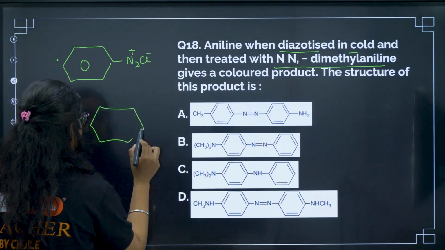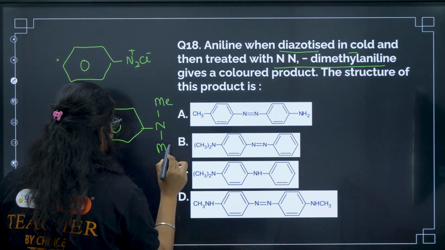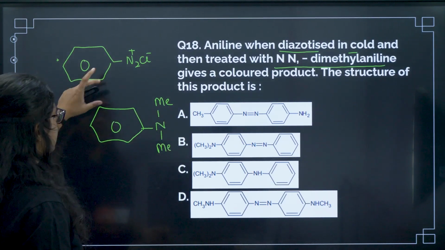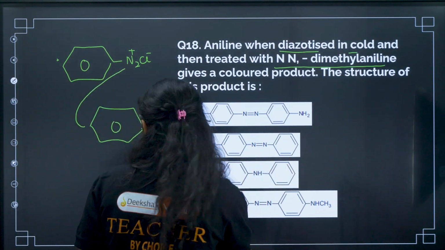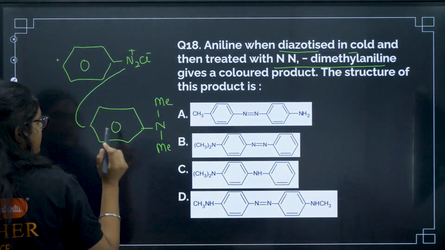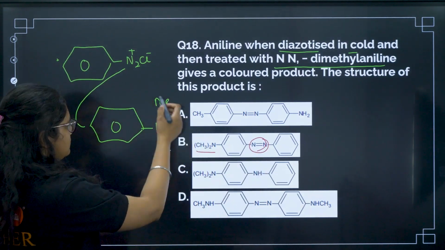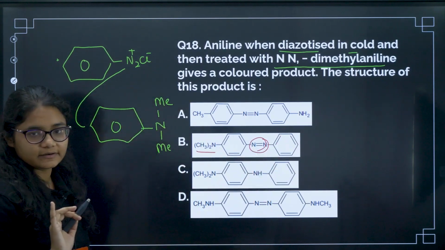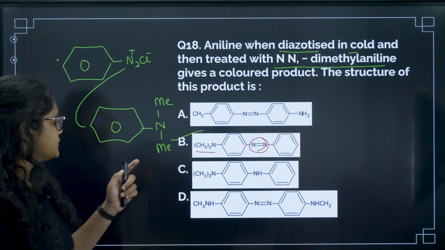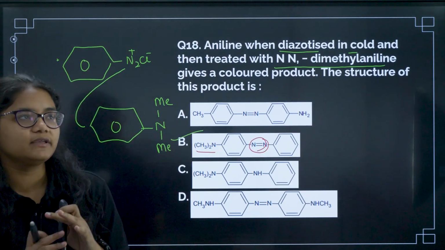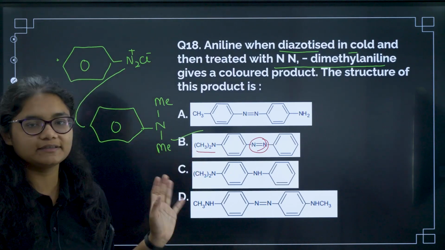So this one is treated with N,N-dimethylaniline, right? So coupling will take place from here to here. So we will get the product, you can see this one will be the product. You can see the two methyl groups are here, then the benzene ring, then the diazonium group, and then the other benzene ring. So the correct answer for this question will be option number B. This question is a little tricky, but if you know the two coupling reactions in the NCERT book, this is very simple, right?